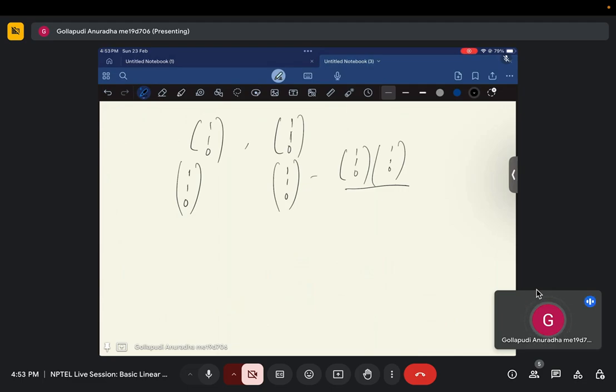However many independent vectors you have, you'll be getting n zero vectors corresponding to that. I hope you understood. Okay.